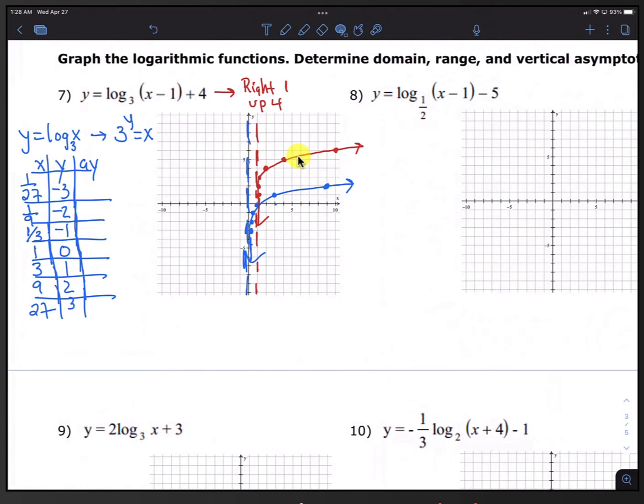Now, what's the domain, range, and vertical asymptote? Domain is going to go from the vertical asymptote of 1 all the way to infinity. The range goes down and up forever, so that's negative infinity to infinity. And the vertical asymptote is at x equals 1.